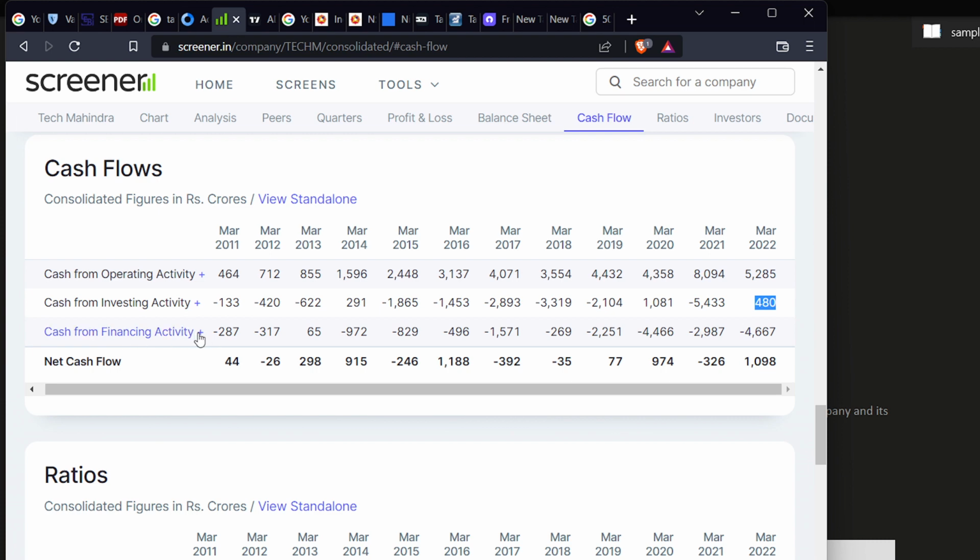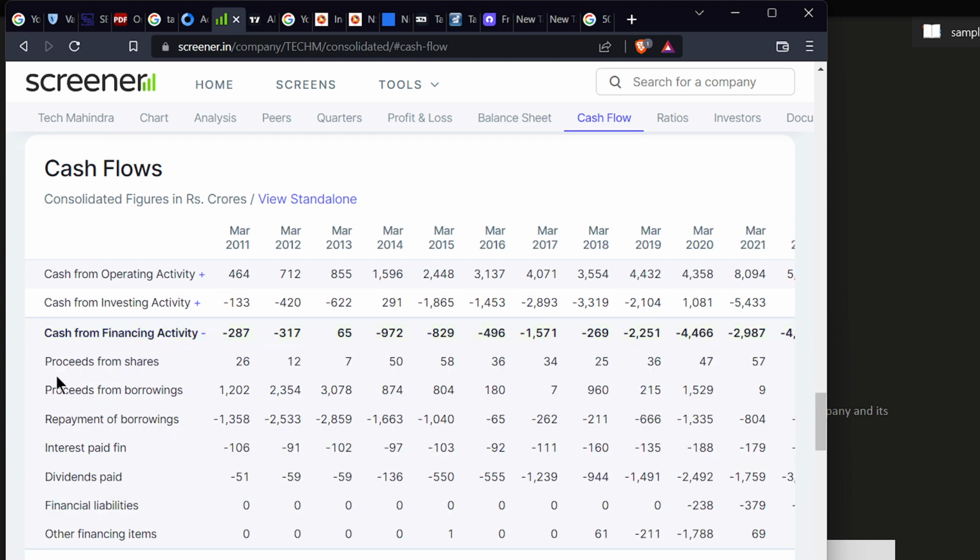So what will they do here? Here you can see interest paid. If they took any loan for the company, they are going to pay interest on that, and they are going to pay it from this profit only. And this dividends paid. So what is this dividend paid?